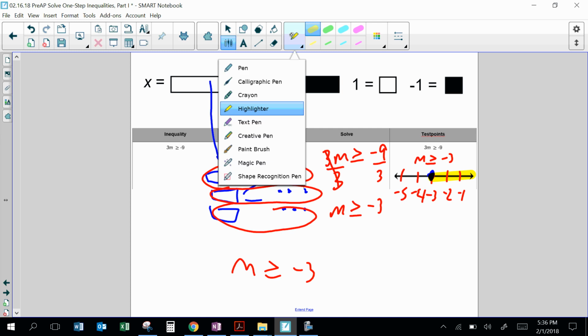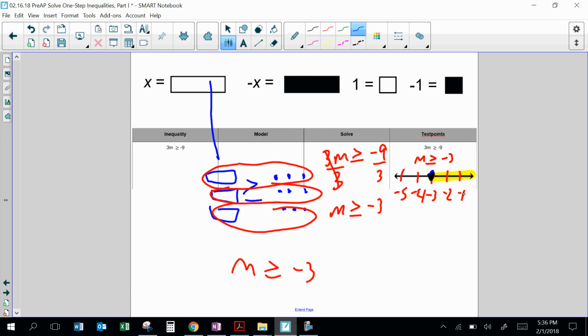Let's use some test points. I'll pick negative 2. 3 groups of negative 2 is negative 6. Is negative 6 bigger than negative 9? It is. If I owe $6 compared to someone who owes $9, that person has more than the other person.